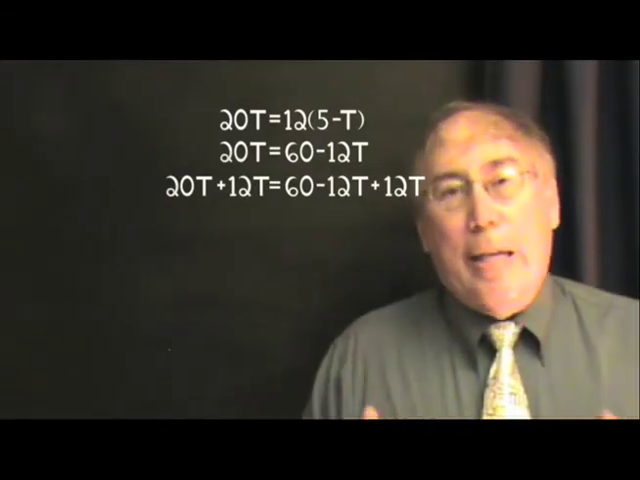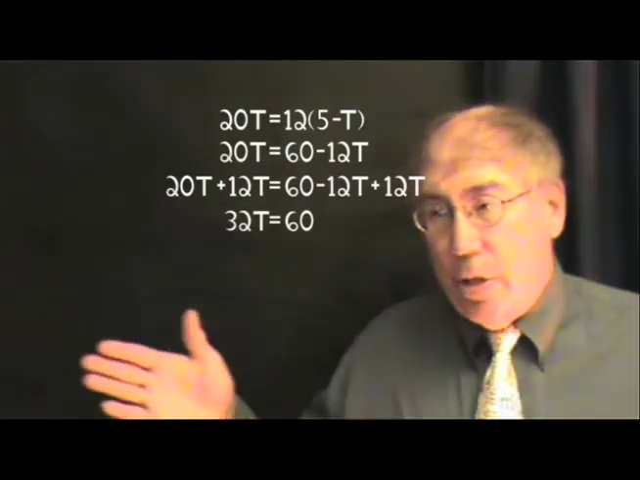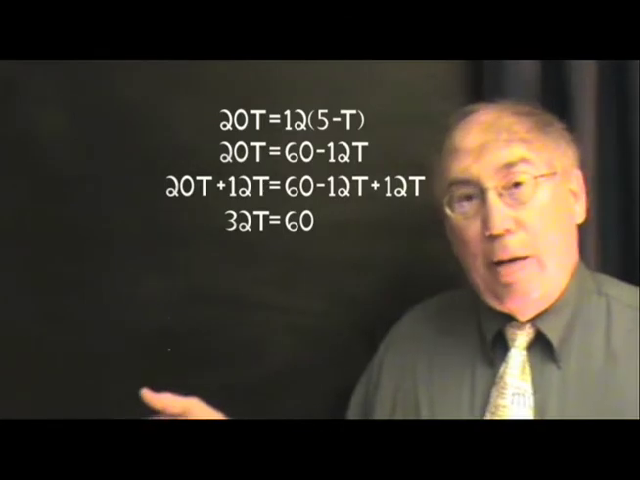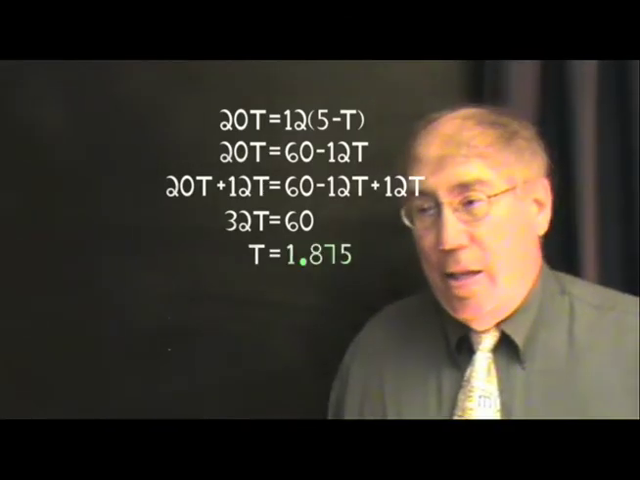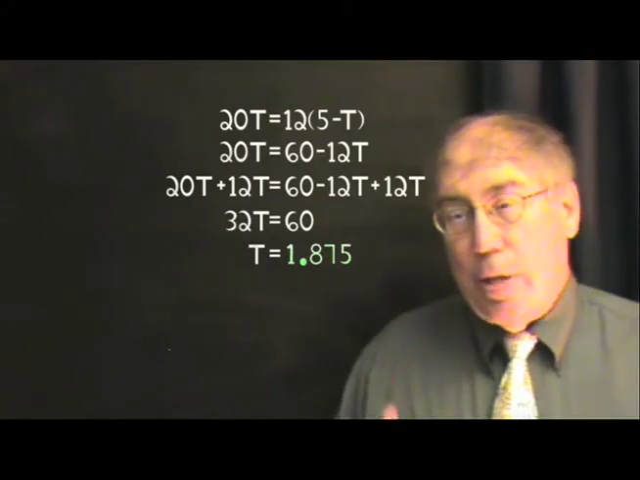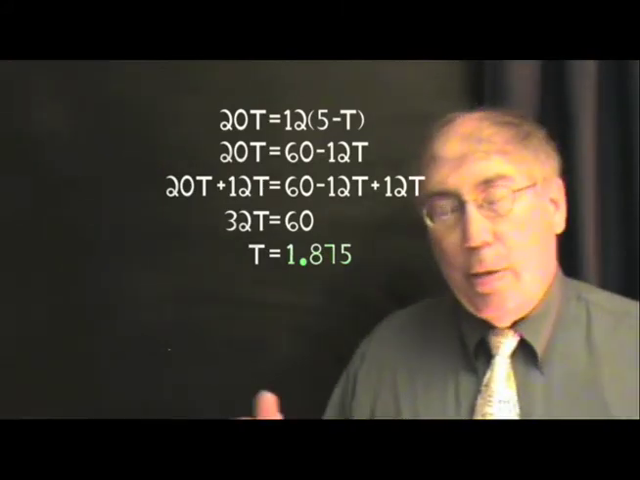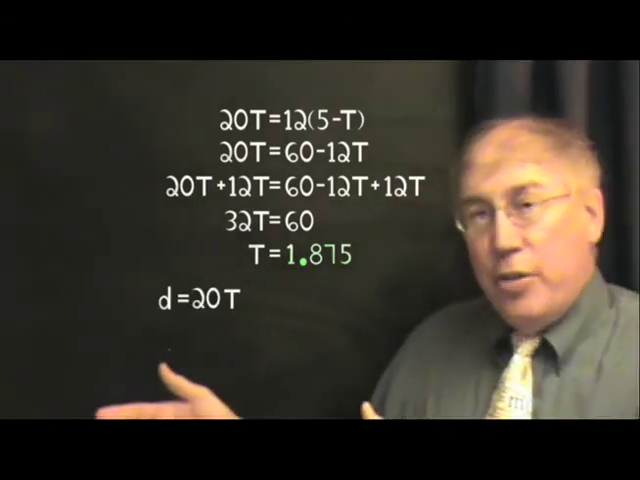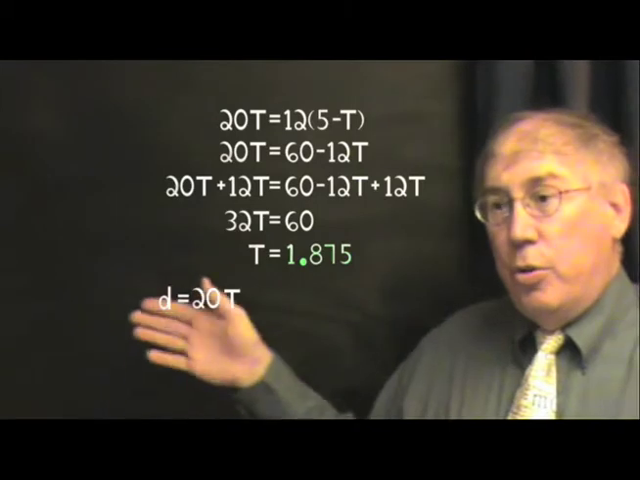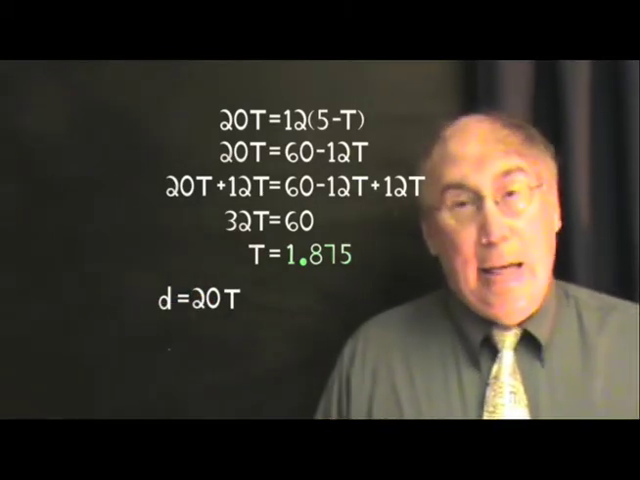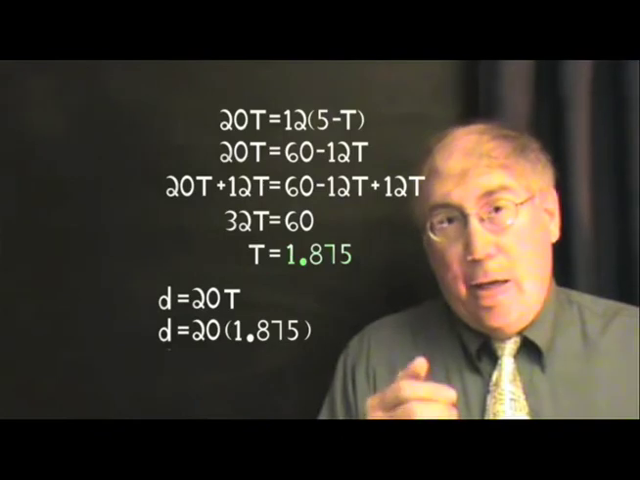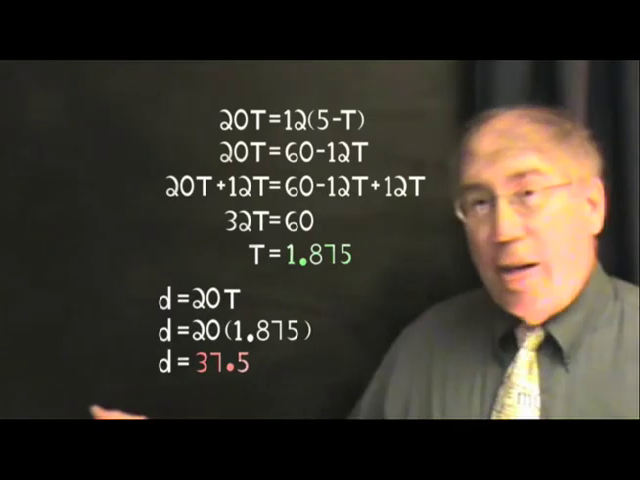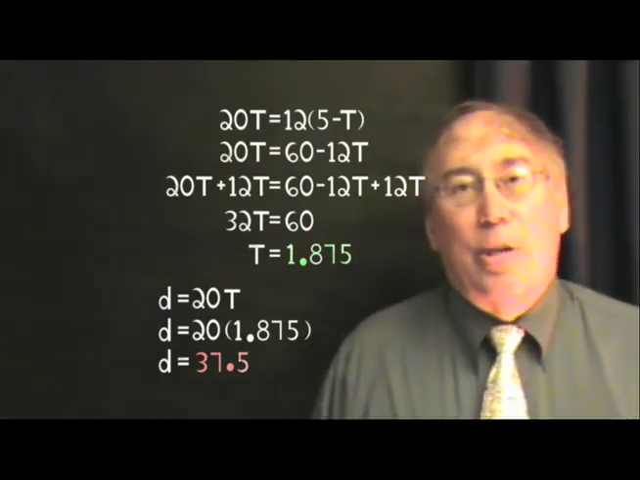Now we're going to find out what t is, but we want, in the end, to find out what the distance from the harbor to the island is. So if we calculate this out and find out what t is, then we can substitute that in for a distance. So we get t equals 1.875 hours. And then the distance from the harbor to the island, which is d equals 20t, and substitute the t in for that, which is 1.875, and we'll find out that our distance to the island is 37.5 miles.